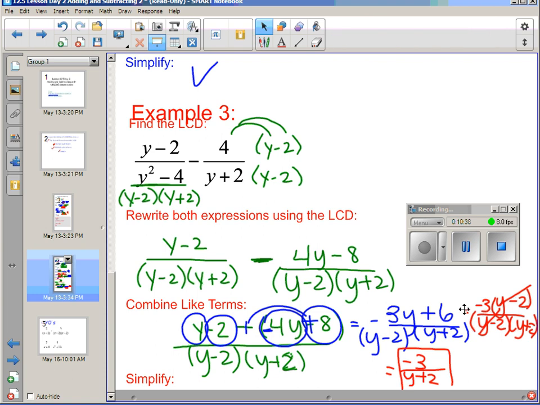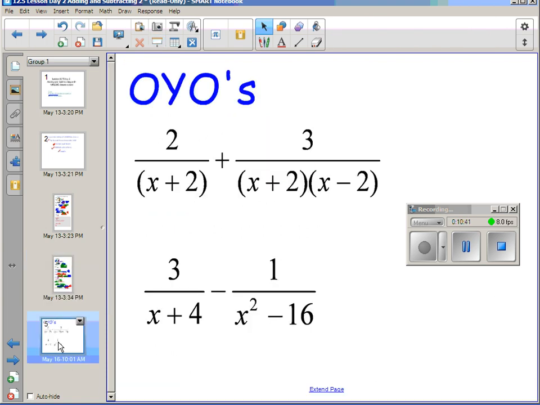So that's kind of the toughest you're going to get to with subtracting. So go ahead and try them on your own, and I will see you tomorrow.